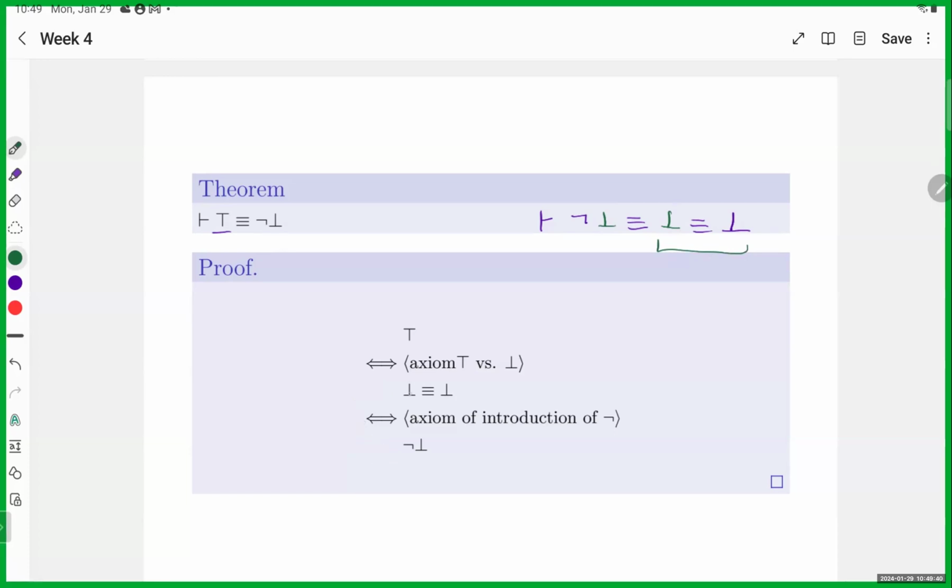I have bottom is equivalent to bottom. It's the entire formula I want to replace with negation of bottom. So I don't need Leibniz. Just again, this means equivalence, right? Just think of these double-sided arrows as equivalence. You just write your formula, bottom is equivalent to bottom is equivalent to negation of bottom. So now we know that top is equivalent to negation of bottom.